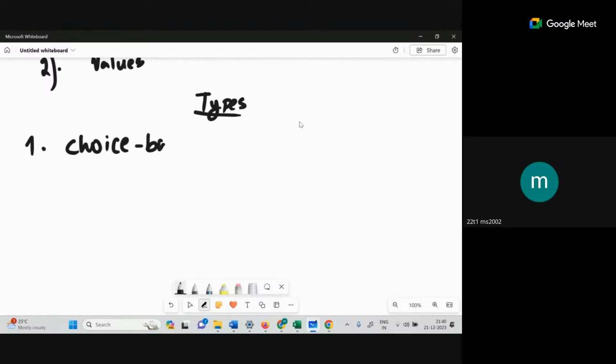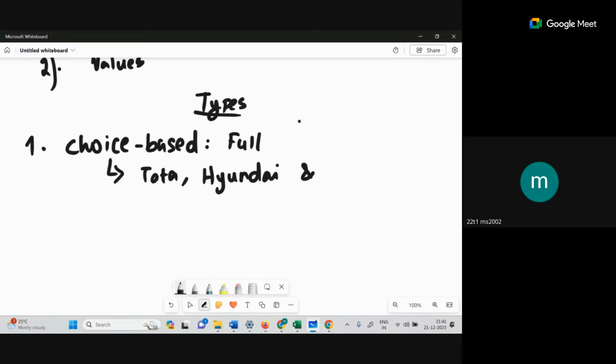What is choice-based? Basically, consumer is given a few number of products to choose from. Yeah, exactly. So you are given a full product, and the consumer is asked to choose which product is of interest to him. For example, let us say a consumer is given a Tata car and a Hyundai car and Maruti car. So he has to decide Tata or Hyundai or Maruti. It's a full product. There is no engine from Tata, gearbox from Hyundai and so on. It's a full product.